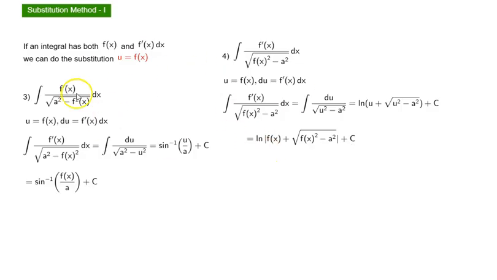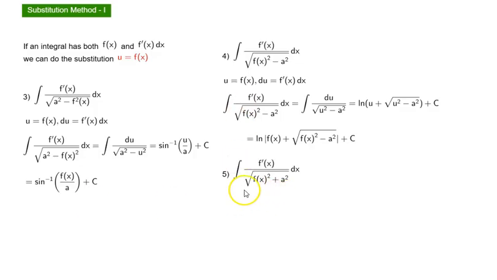Now remember here, very importantly, that in definite integrals, limits are involved. So whenever we do substitution, we have to take care of the limits. We have to change the limits based on the substitution.